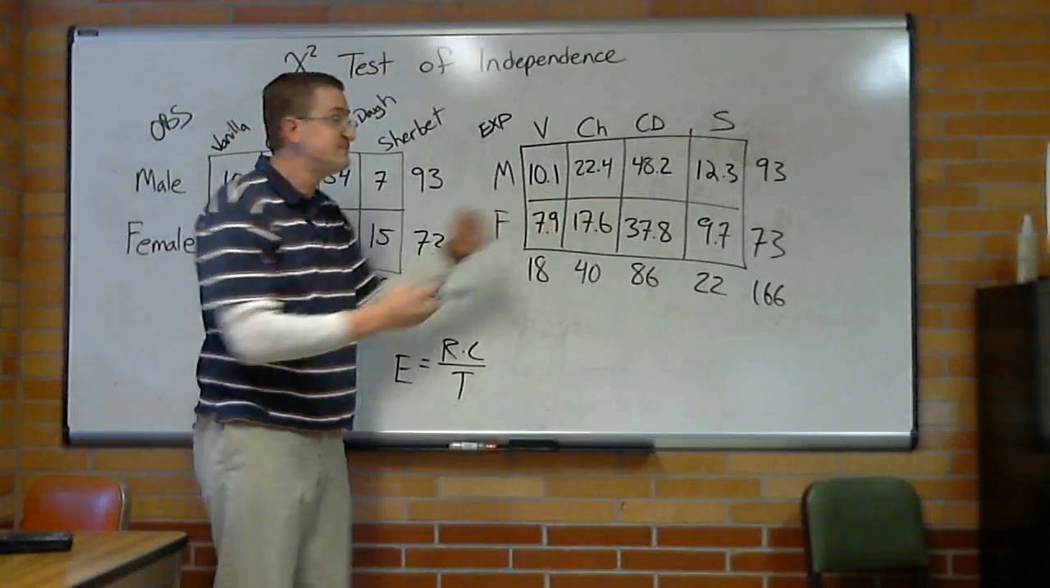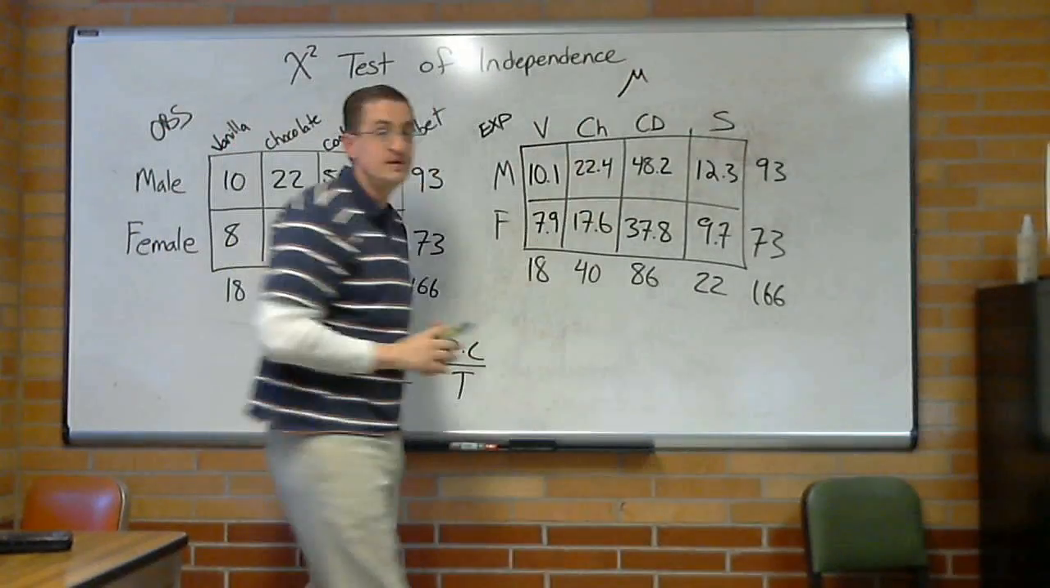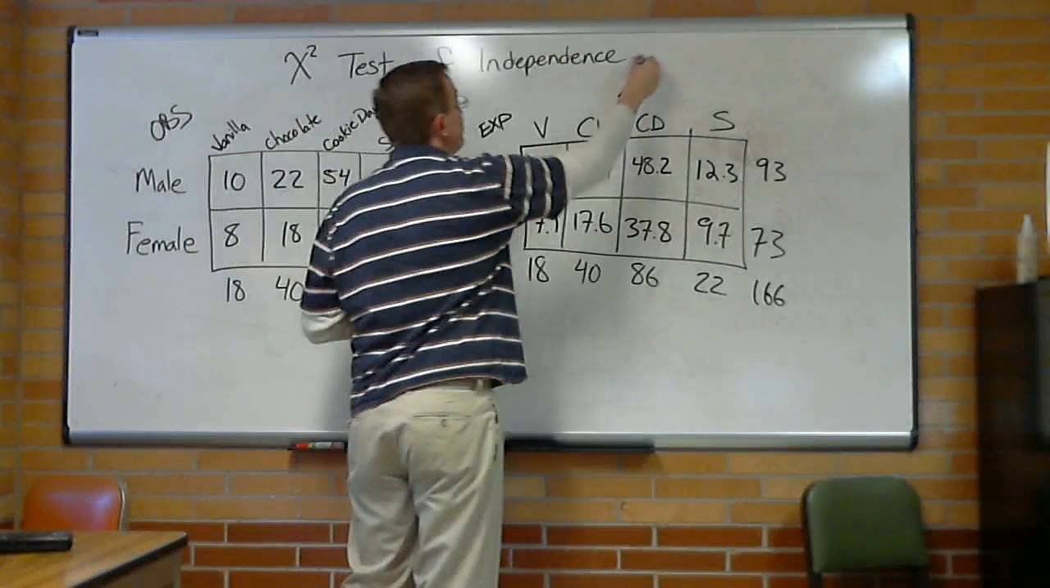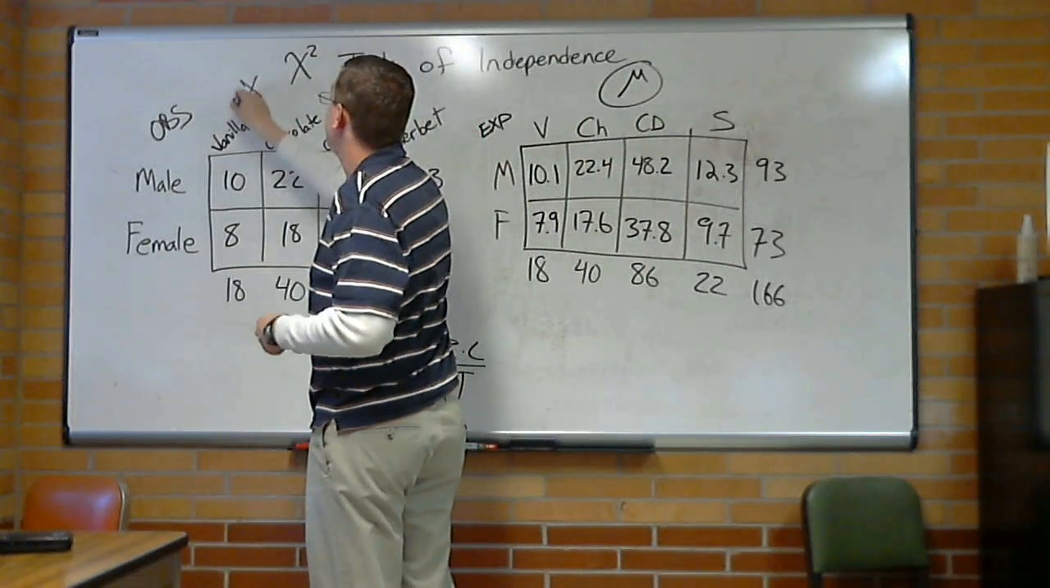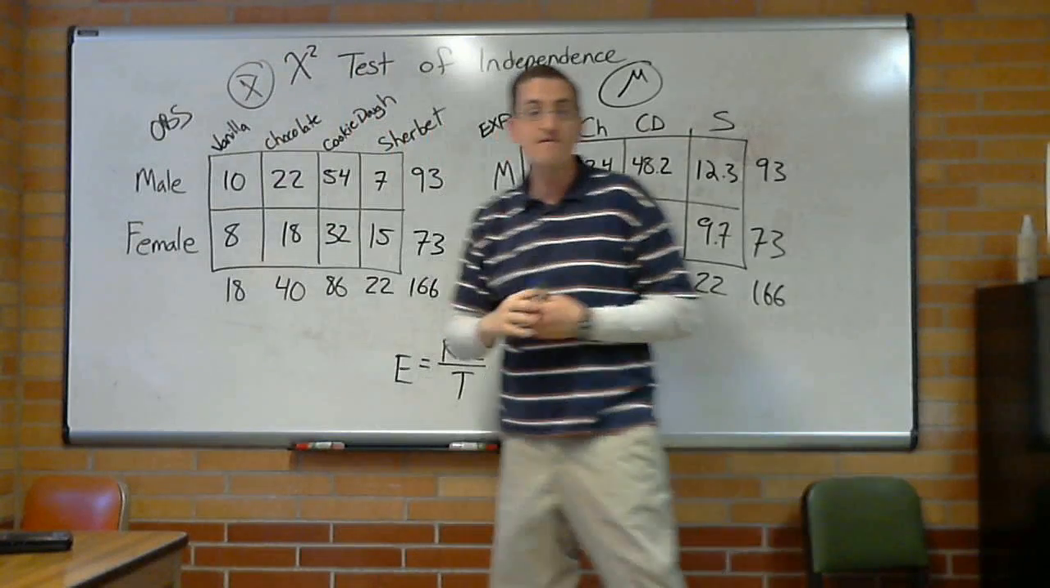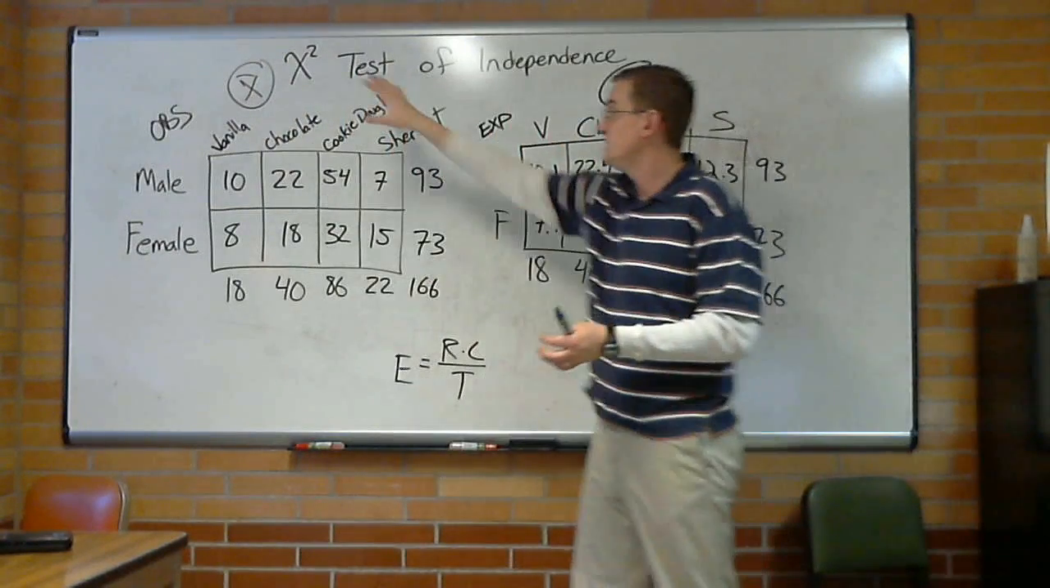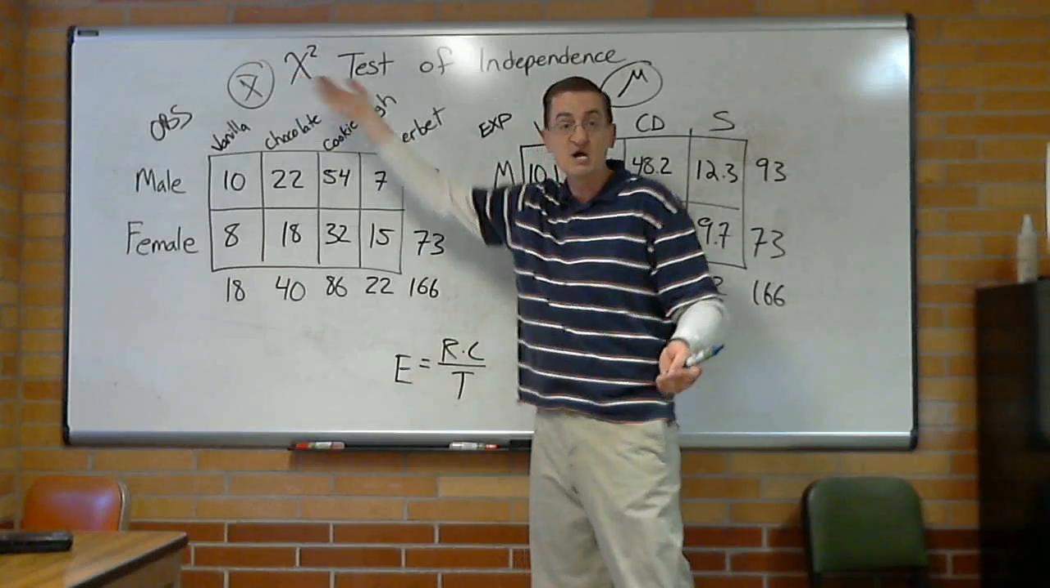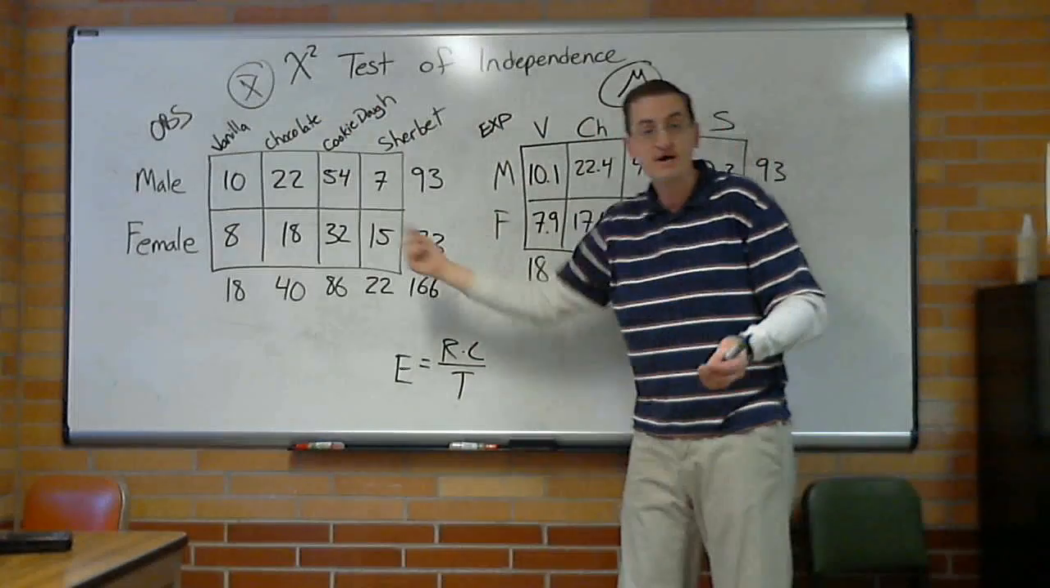This guy is kind of like our mu. He's what the null hypothesis said we were supposed to get. This guy is kind of like our x bar. He's from the data, what did we observe? So now on the next video, we're going to talk about how do we compare x bar against mu.